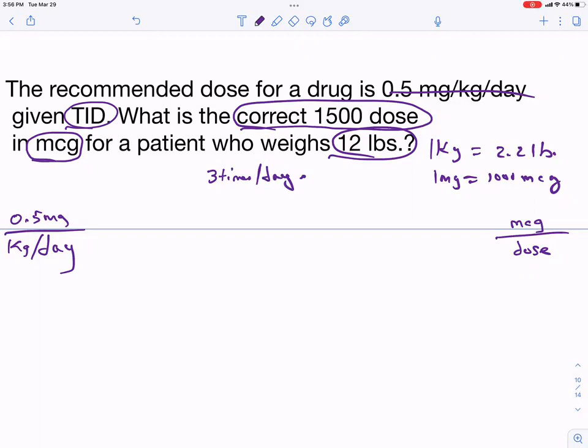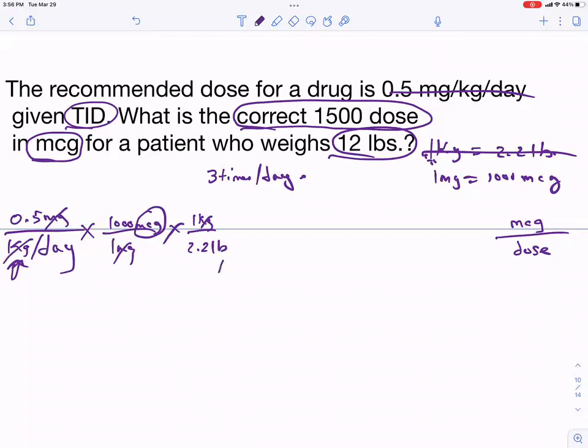So 0.5 milligrams per kilogram per day. It doesn't matter where you want to start. Let's start getting rid of the milligrams. I know 1 milligram is 1,000 micrograms. It gets rid of my milligrams, and I have my micrograms. Now I got to get rid of kilograms. So 1 kilogram is 2.2 pounds. It gets rid of my kilograms.